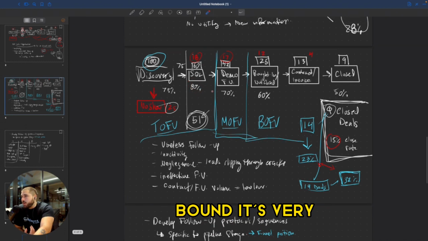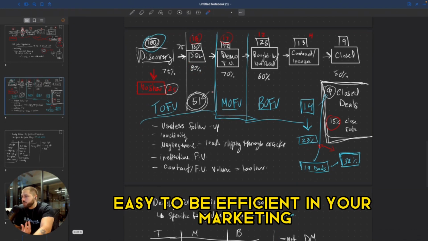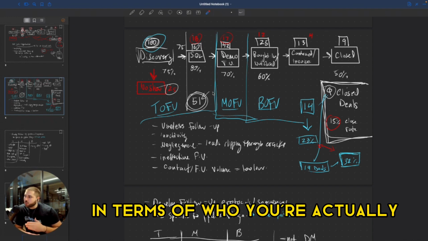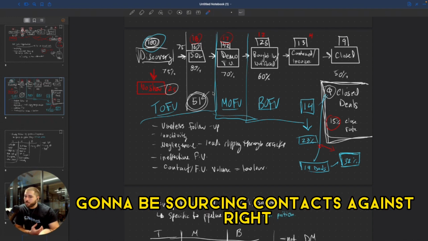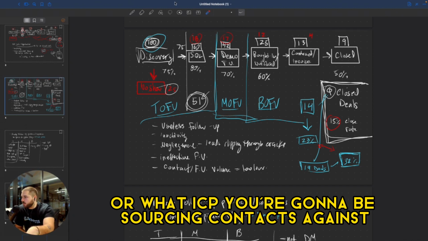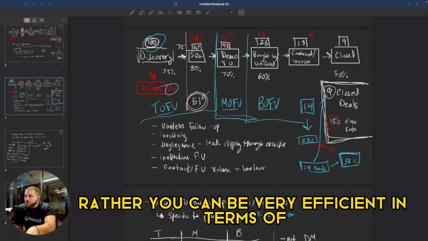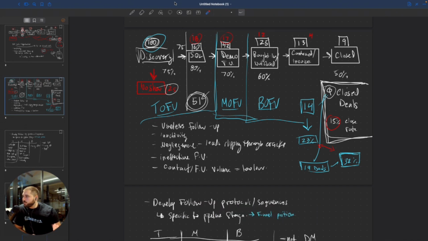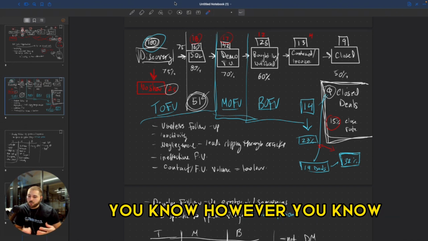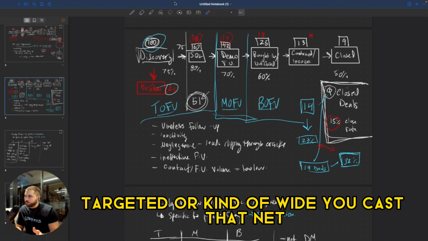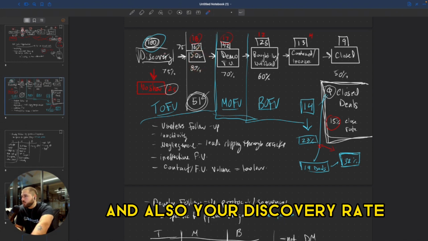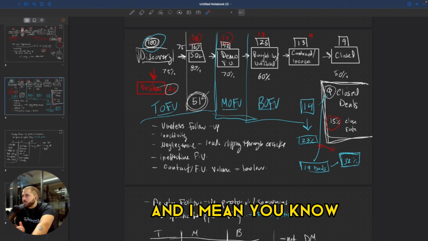With outbound, it's very easy to be efficient in your marketing, because if you have a good data strategy in terms of what ICP you're going to be sourcing contacts against, you can be very efficient in weeding out anybody that's not pre-qualified. So however targeted or wide you cast that net will have a direct correlation on your SQL rate and also your discovery rate.